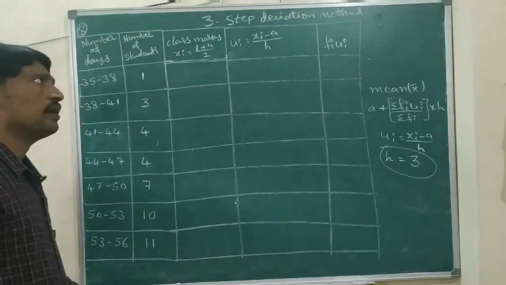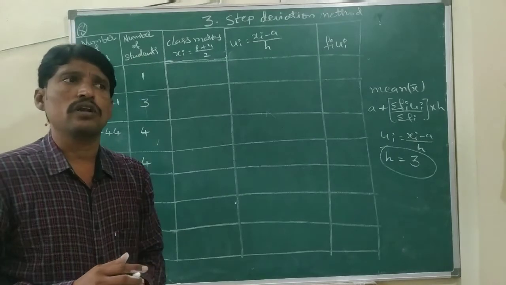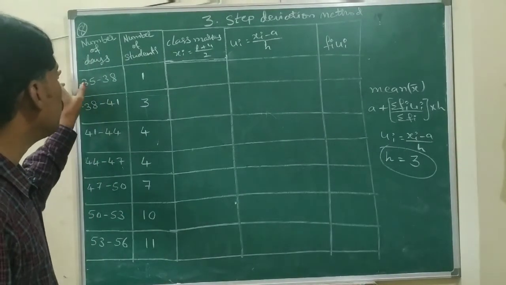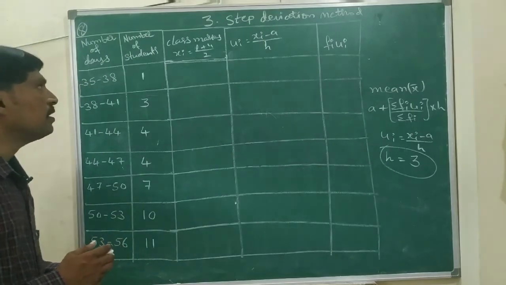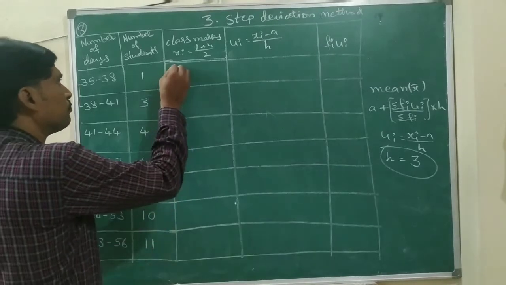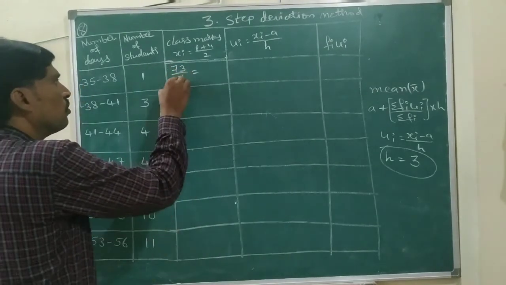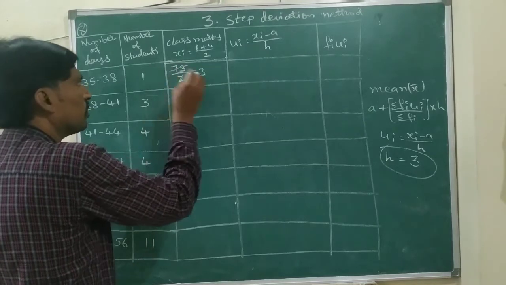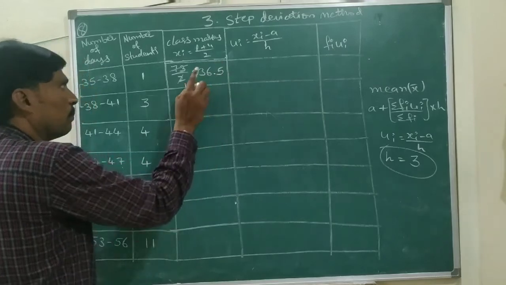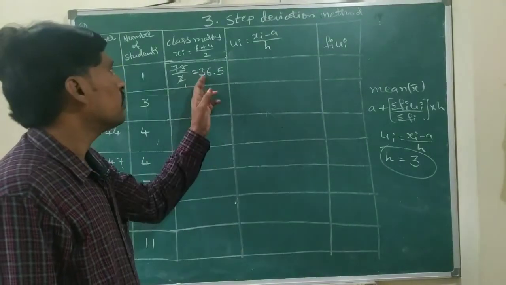First we need to find the class marks. How do we get them? Xi equals (L plus U) by 2, where L means lower limit and U the upper limit. The lower limit is 35 and the upper limit is 38. 35 plus 38 is 73, and 73 by 2 is 36.5. So the first class mark we got is 36.5.